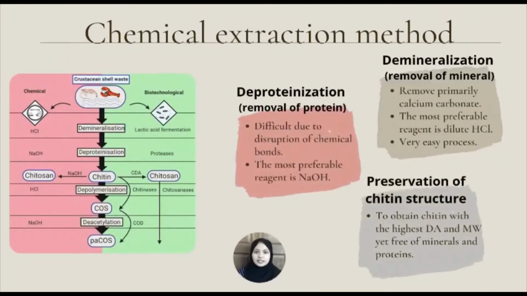These are the chemical extraction methods. Deproteinization is the removal of protein by using sodium hydroxide, and it is quite difficult to do due to the disruption of chemical bonds between protein and chitin. Demineralization is the removal of mineral, which is primarily calcium carbonate, by using hydrochloric acid. This is a very easy step. Lastly is the method to preserve the chitin structure. This is the treatment to obtain chitin with high deacetylation and high molecular weight, yet free from protein and mineral.